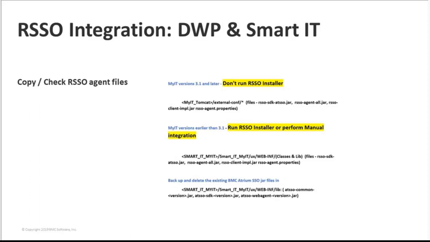So prior to MyIT Smart IT version 3.1, the RSSO installer used to dump the jar files in the UX WEB-INF lib, and the RSSO agent properties file was copied under the UX WEB-INF classes. But in the later versions, these files are copied under the Tomcat directory of external conf. In external conf, you see a lib directory where the RSSO jar files are copied, and in the external conf directory, the RSSO agent properties files will be copied.